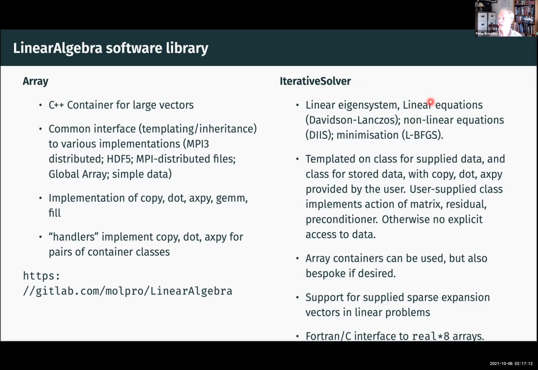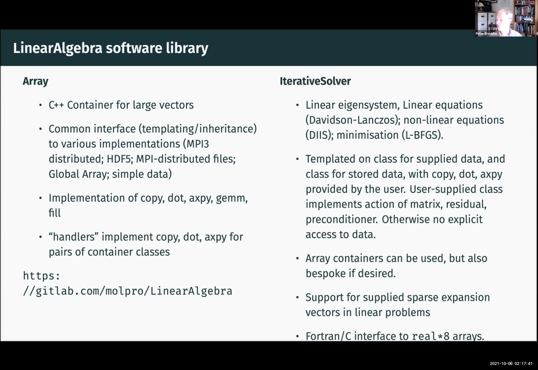Actually, they're in two pairs: linear methods for either the eigensystem or inhomogeneous linear equations. So that's basically the Davidson method, or nonlinear equations, that's DIIS, or related to it is minimization with LBFGS. And the key thing is that this bit of the software knows nothing at all about the data. The only thing it uses are these operations. And you can use this part either with these containers or your own class.